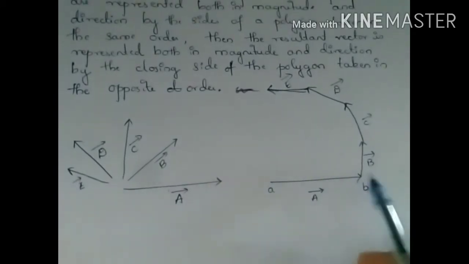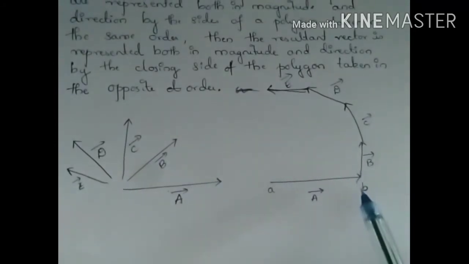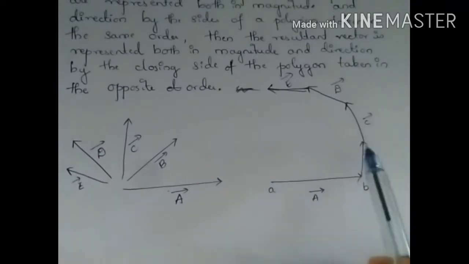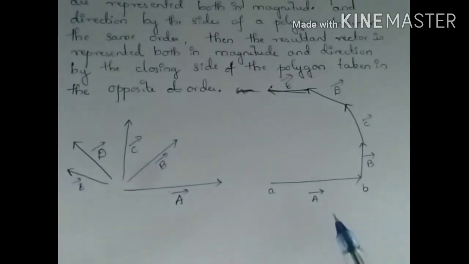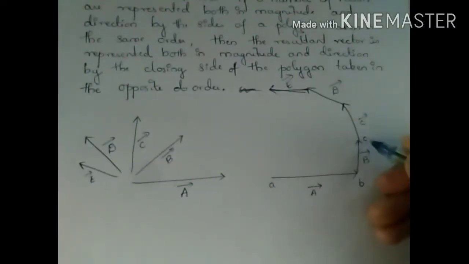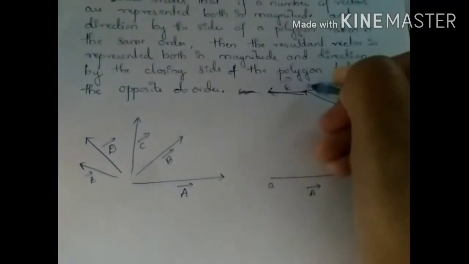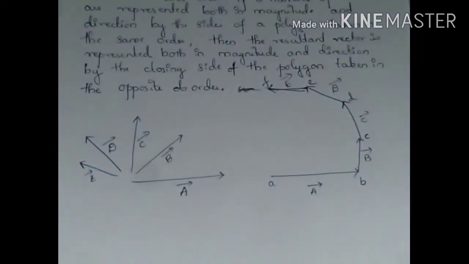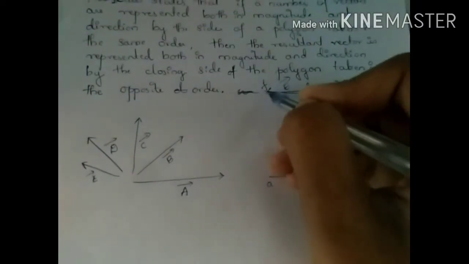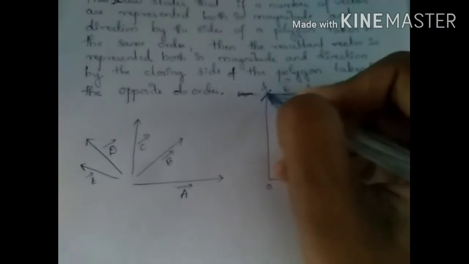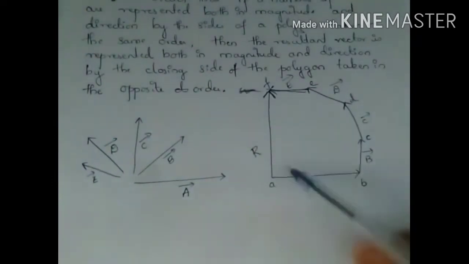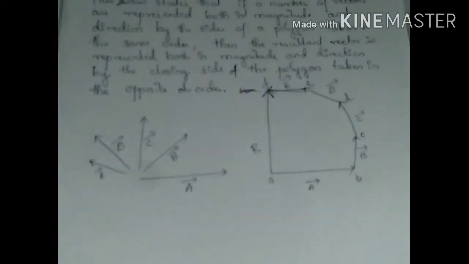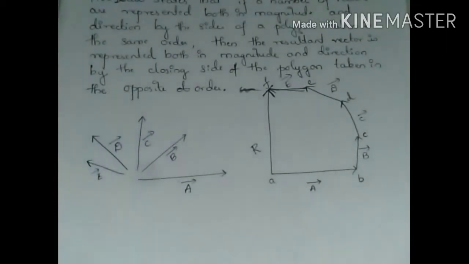If you see here, the tail of vector B coincides with the head of vector A, and again the tail of vector C coincides with the head of vector B. Let us name the points C, D, E, and you have F. Now to find the resultant of these vectors, you have to draw the resultant vector from the tail of A to the head of F. This vector is the resultant vector and it is denoted by R. So vector AF here is the resultant of all these vectors.